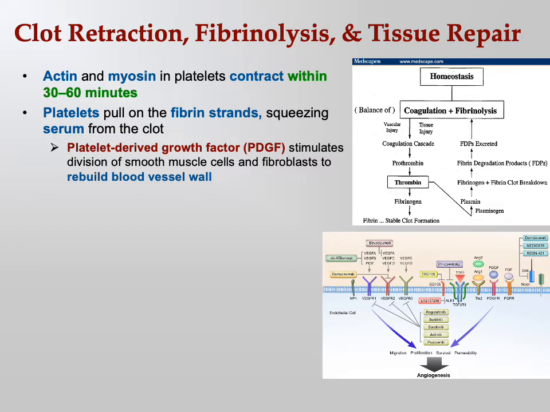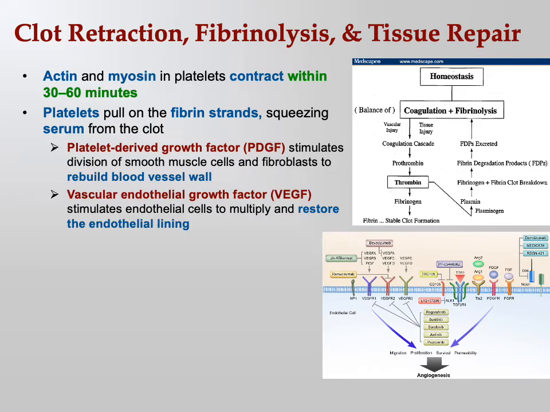So in other words, once the clot has stabilized, you start secreting this growth factor that stimulates the repair of the blood vessel wall. Vascular endothelial growth factor, VEGF, also stimulates endothelial cells to multiply and restore the endothelial lining. So PDGF, VEGF growth factors, those are the growth factors that help you repair. Those are part of the whole process. You have to repair the injury, and then we'll be able to get rid of the clot.